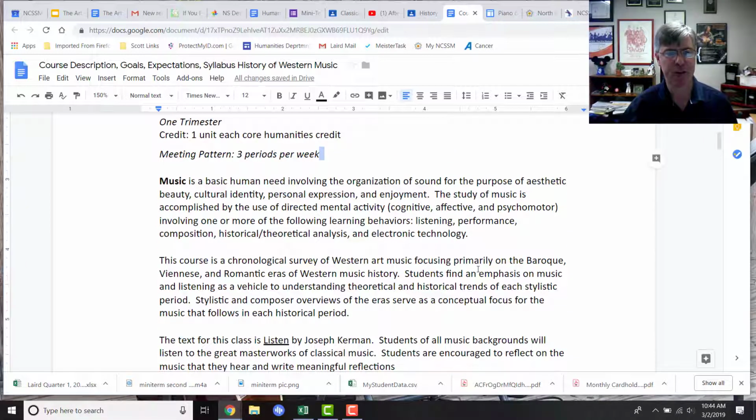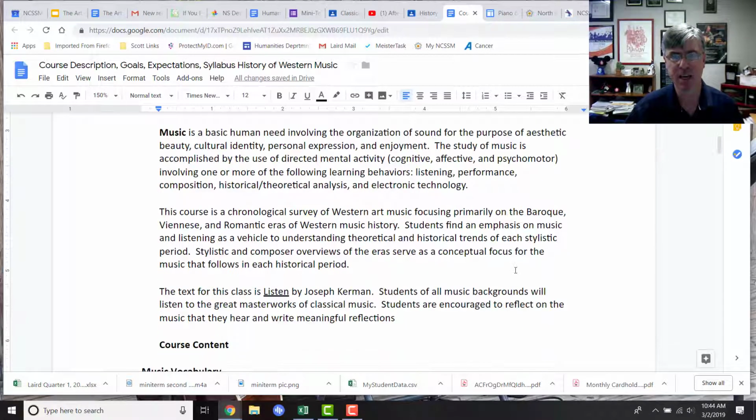This first paragraph is really just a basic, broad paragraph about music and why it's important. And I'm glad that you've taken this class. It is your humanities core elective for this term. But also, it's really great to know something about music and to be articulate about music. The second paragraph: the course is a chronological survey of Western art music focusing primarily on the Baroque, Viennese, and Romantic eras. And if you want just a feel for the dates, it's roughly from 1600 to 1900. So that's basically what we're looking at.